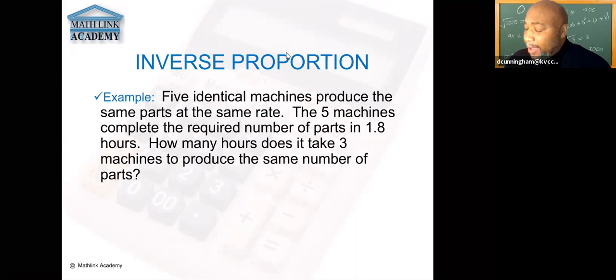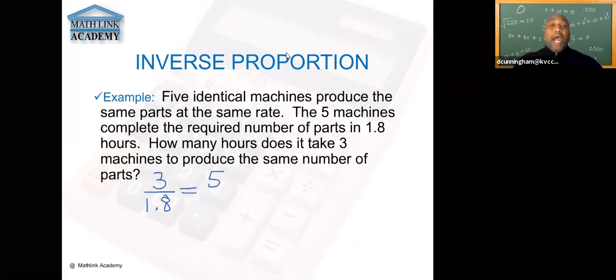So we have, in this case, let's start with 3. So we have 3 machines. And underneath there, because we're using a relationship, we're not going to put down X as far as hours. We're actually going to put down the 1.8. Normally, if it was direct, we'd say 3 over X because we're trying to figure out how many hours. But in this case, we say 3 over 1.8 is equal to, again, machines are on the top, hours on the bottom, 5 machines, and in this case, over X.